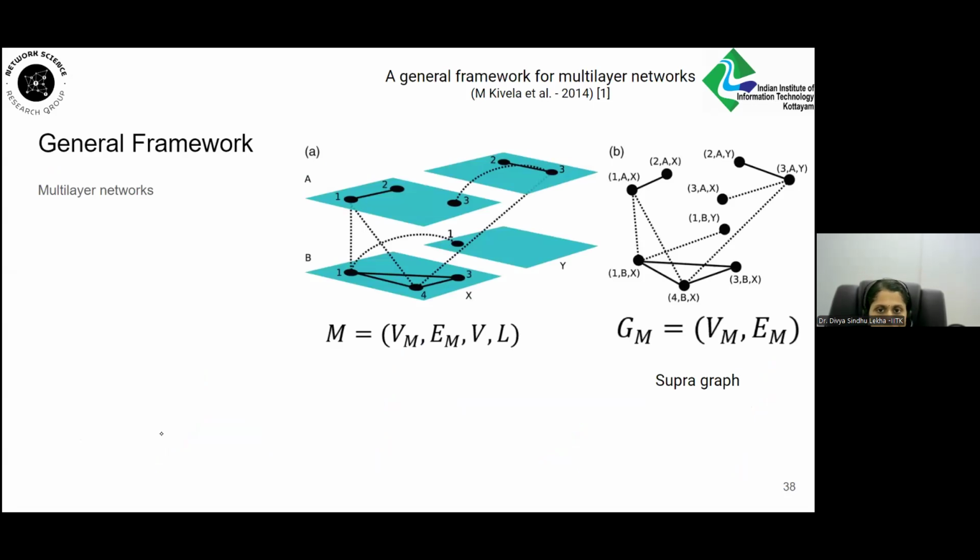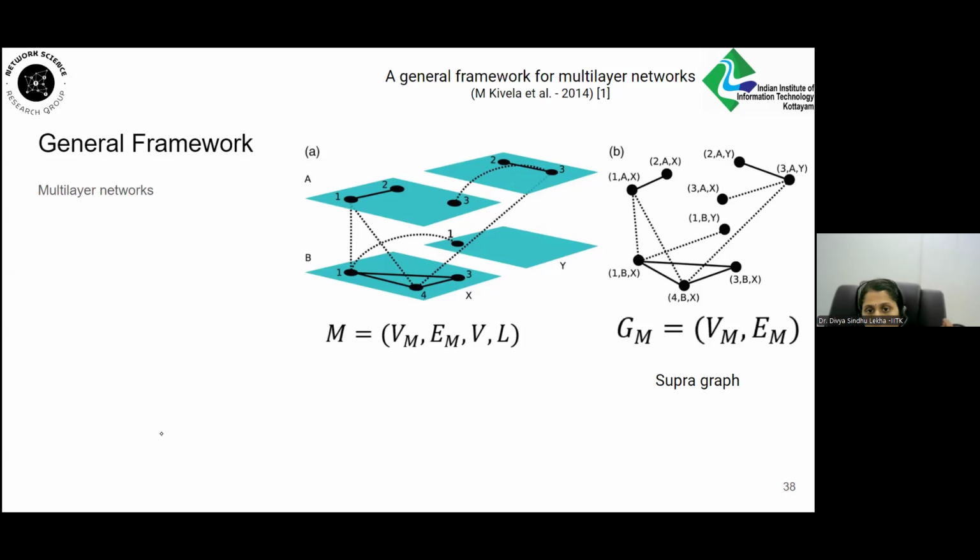This is an example of a multi-layer network in which, in this particular example, you have 4 layers. So 2 aspects are considered here. One aspect has 2 values, A and B. Another aspect has 2 values, X and Y. So 2 by 2, 4 layers are there, 4 levels of relationships we are considering. You can see that the nodes remain the same. In layer AX, you have nodes 1, 2, and 3. There is a relationship between node 1 and 2, and there is no relationship between 3 and any other node in this particular layer.